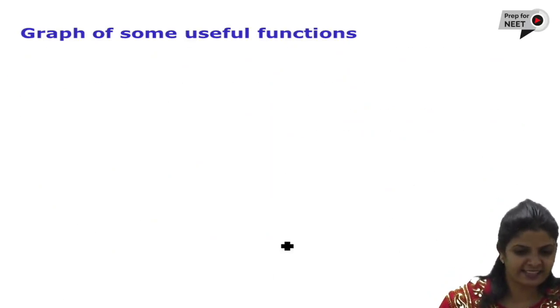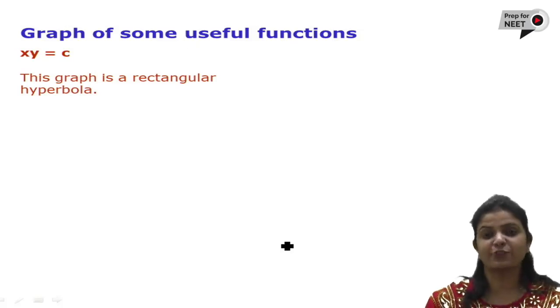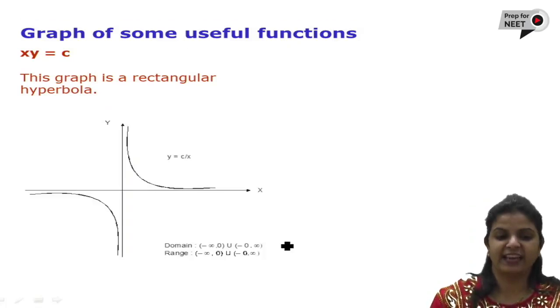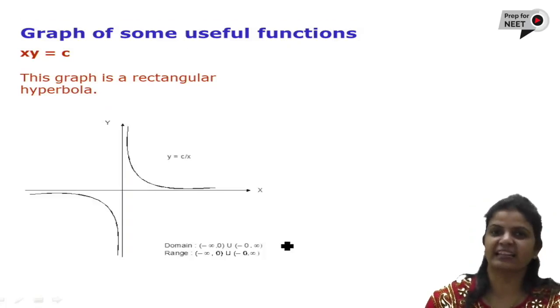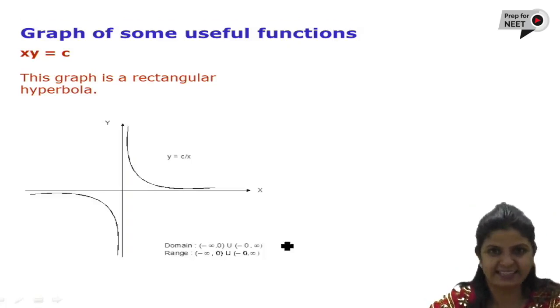Welcome to the next. xy is equal to c. x and y both are variables and c is a constant.